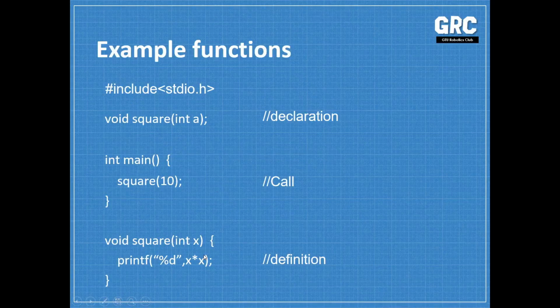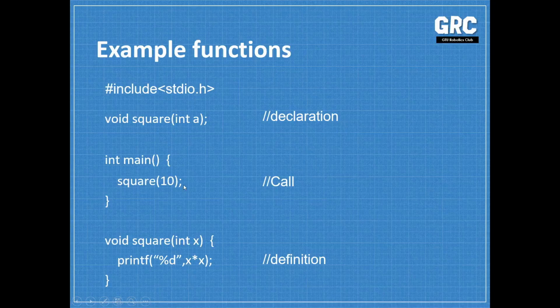Now let's see an example. Here we have a function of return type void and its function name is square. We have only one parameter of integer type. Inside the main we are calling it and passing a value of 10, and inside the definition of the square function we have a printf function that prints the square of the variable x. So we saw an example.